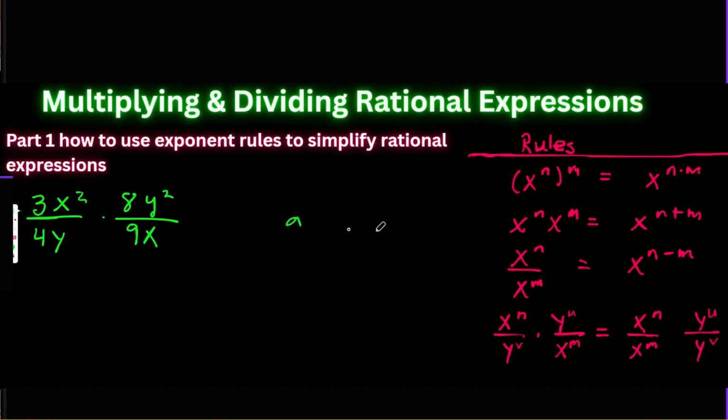It doesn't matter if you've got, let's see, a over b. Let's do it this way: a over c, b over d. If you're doing this, you can write it like this, and that's completely okay because multiplication is associative. I can prove it to you.